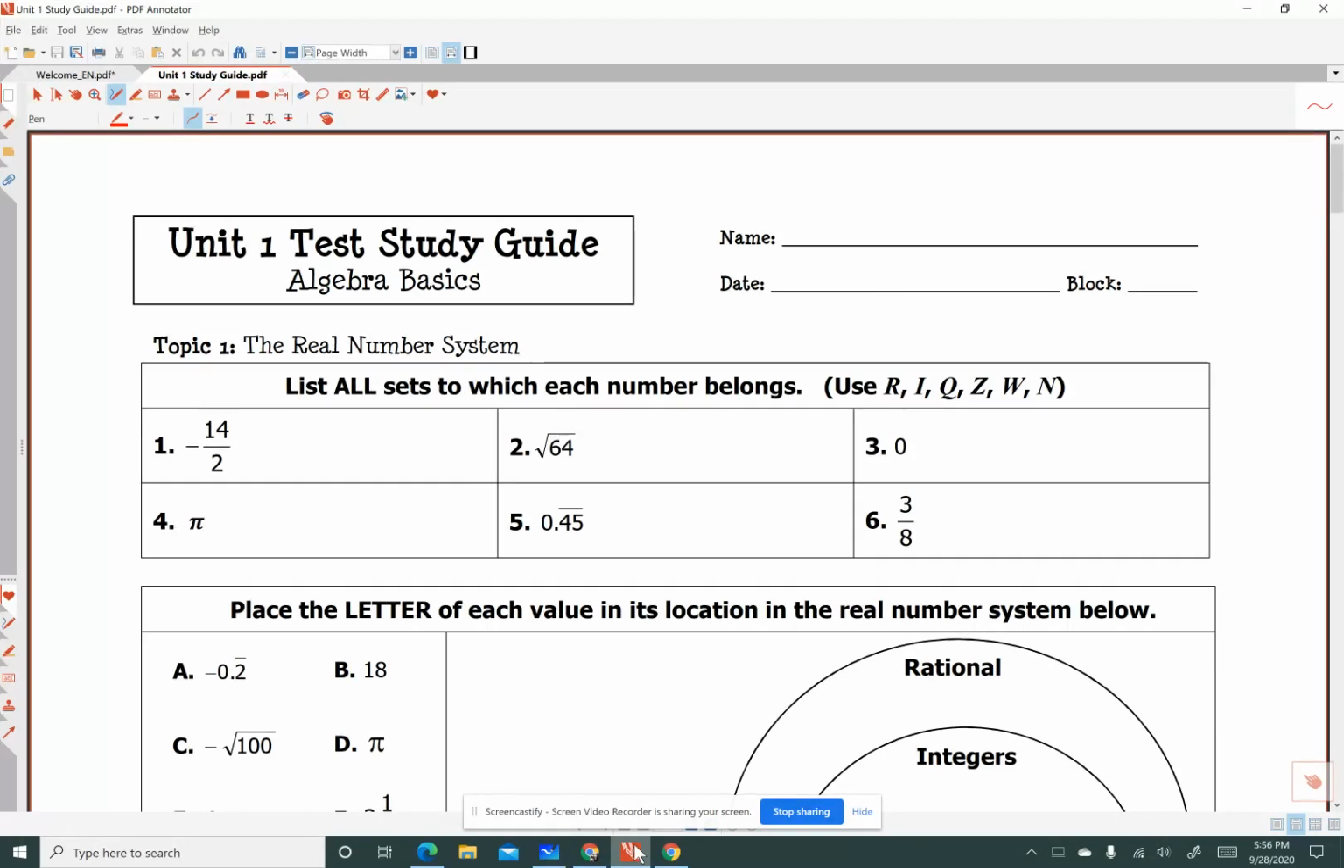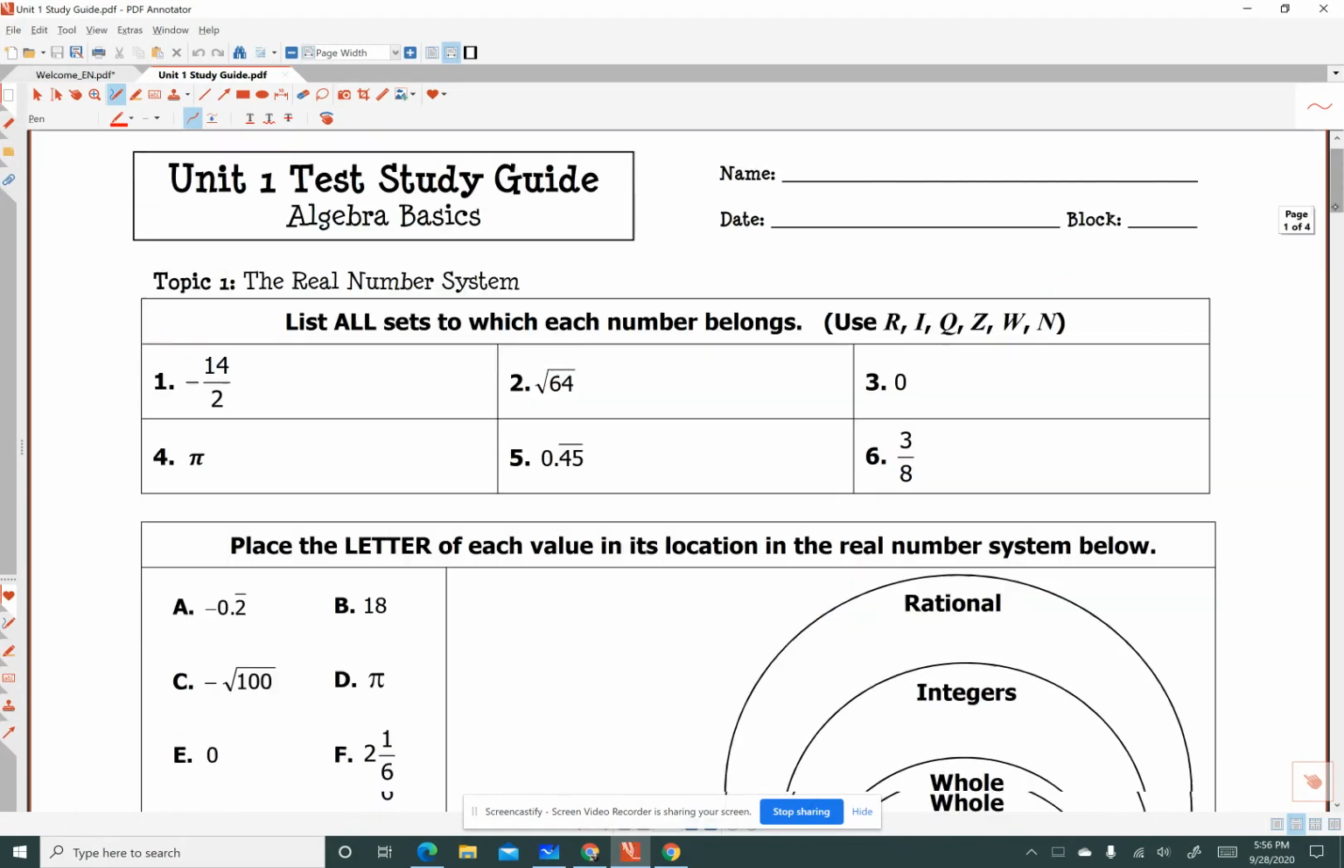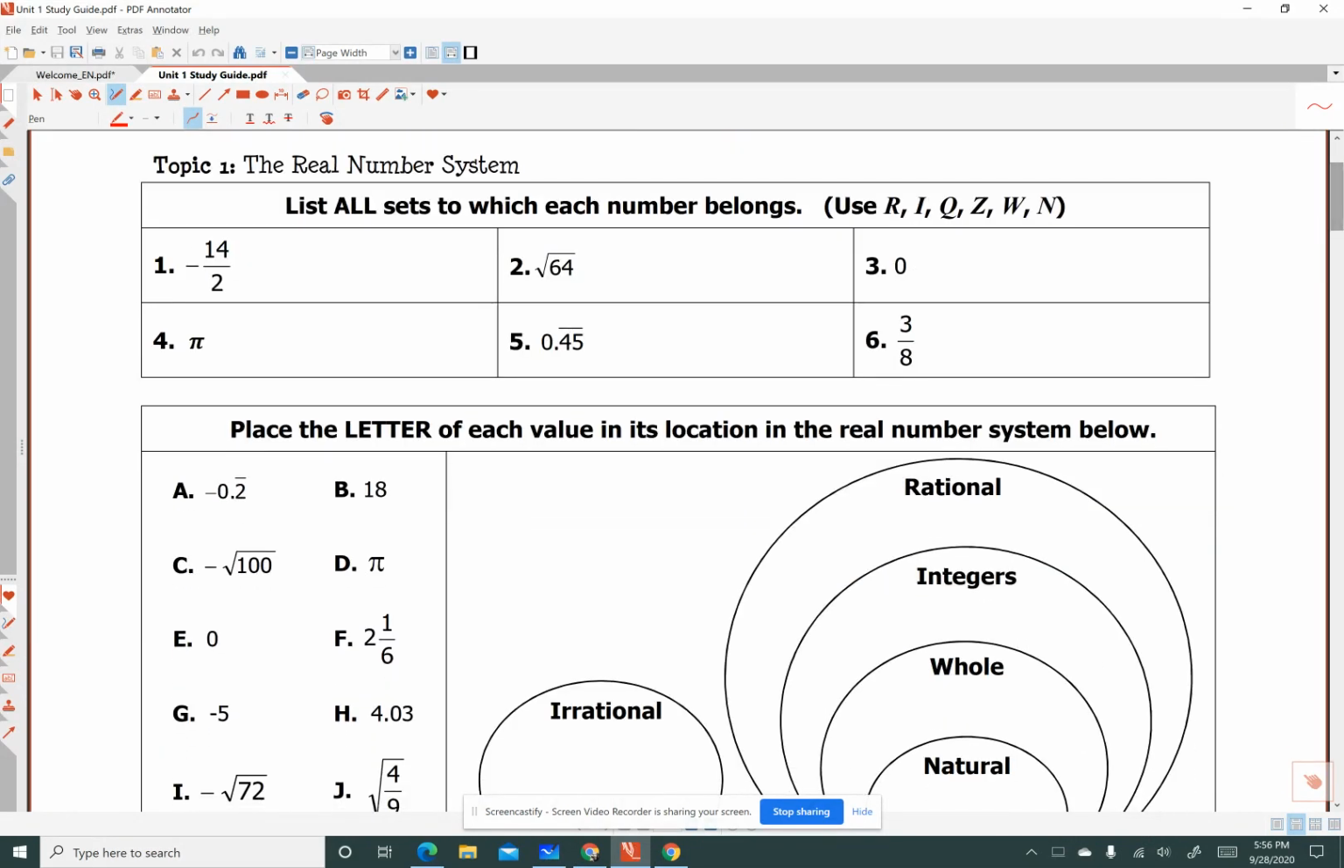We're about to have our first test in algebra, so I thought it would be great if we did a bit of a study guide. So let's go back to the beginning and think about all of the numbers to which each one of these numbers belong.